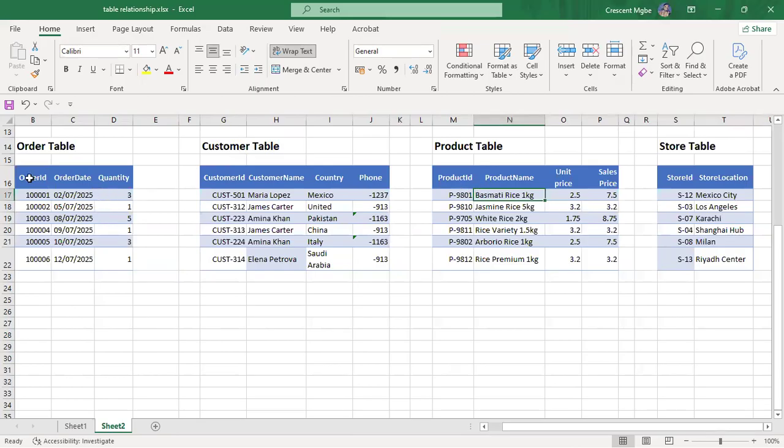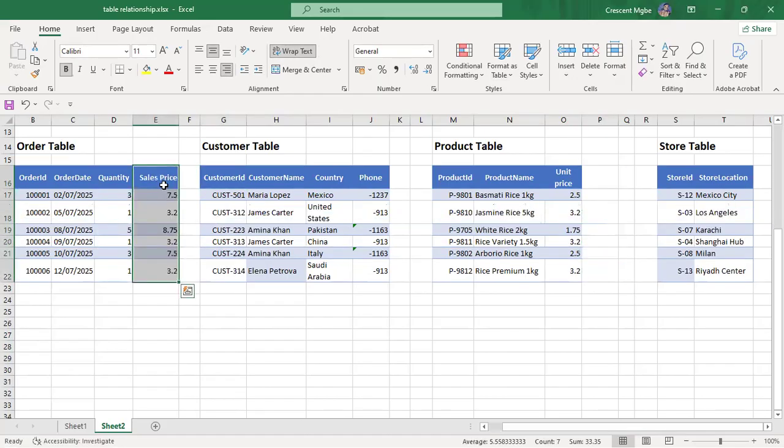This one is talking about the order. This is talking about the customer. This is talking about the products. You can see the product's name, the product unit price, the product sales price. Do you get? I think this sales price is supposed to come to order because it was the order. So this is supposed to leave here and come to order.